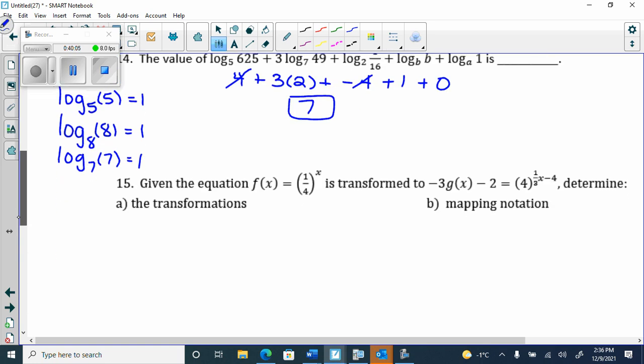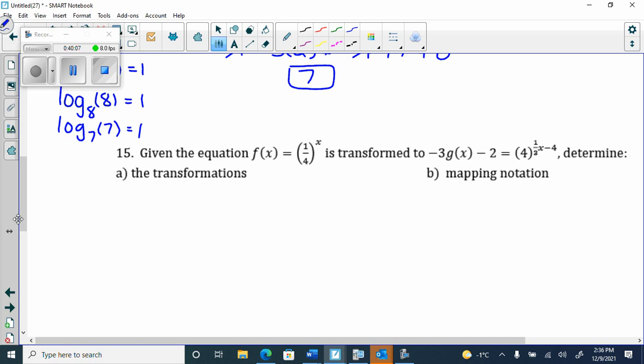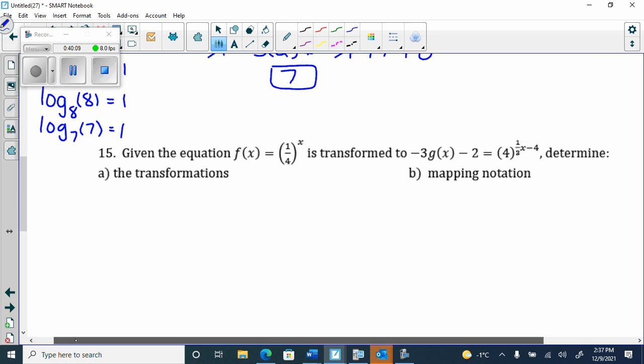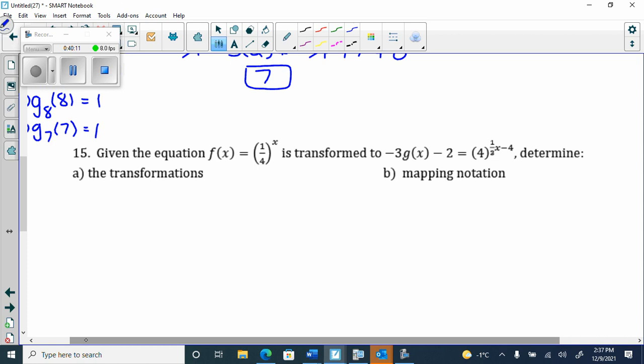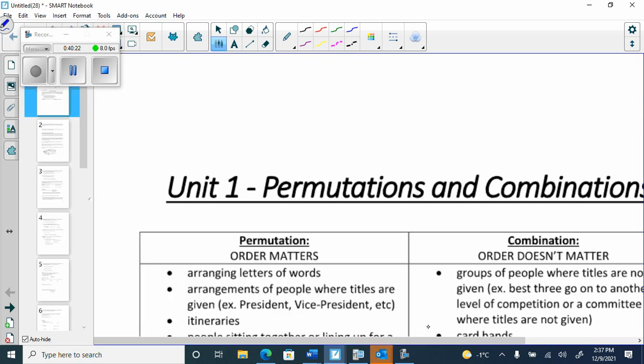The big kahuna. We're going to do this one at the beginning of class tomorrow because I have to teach something new today. We're going to do that 15 tomorrow at the beginning of class. Really quick, so we're going back to perms and coms.